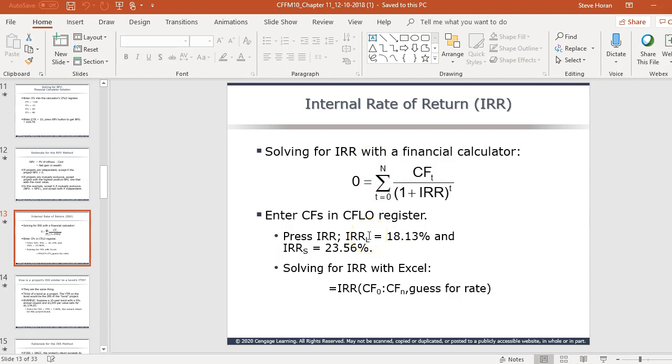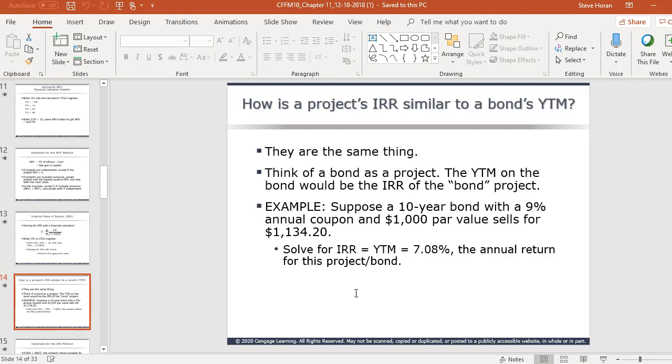So again, we could do this on a financial calculator, or we can do it in Excel, and we're going to do this in Excel. Excel has an IRR formula, which is a super easy formula, which I'll show you in a separate recording. Now, what they want you to understand, though, is that IRR and yield to maturity are the same thing.